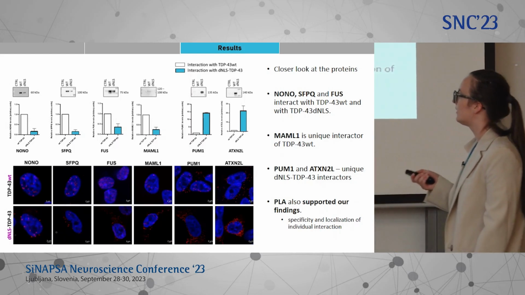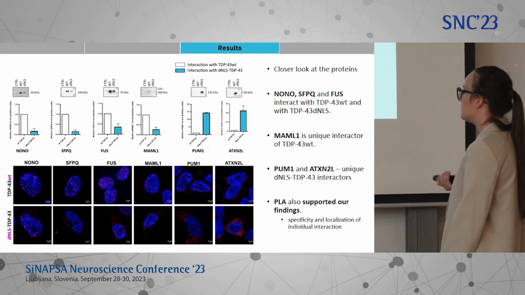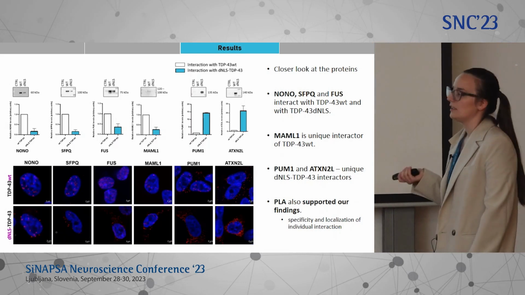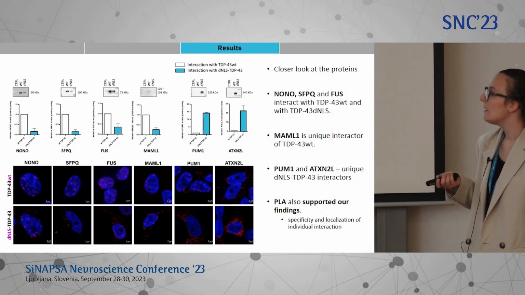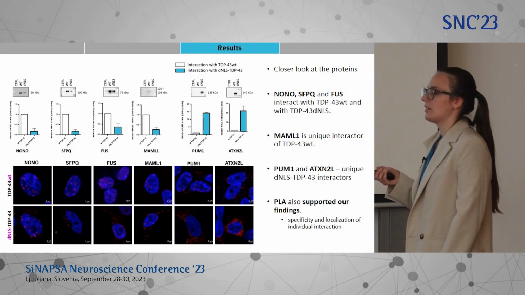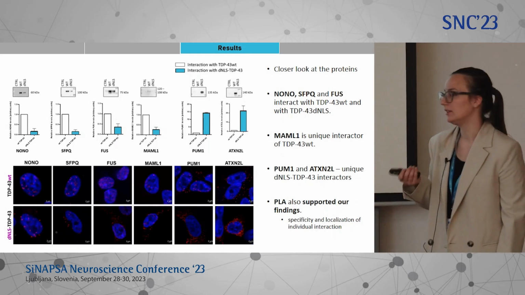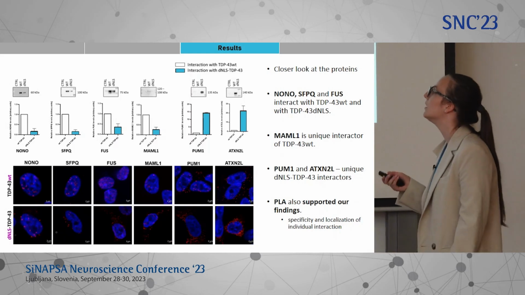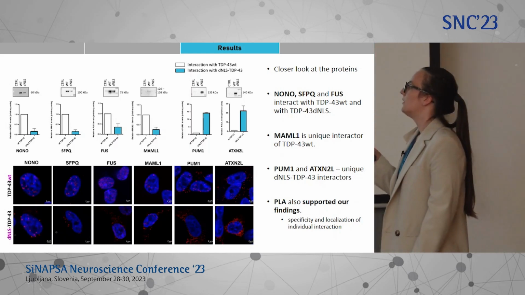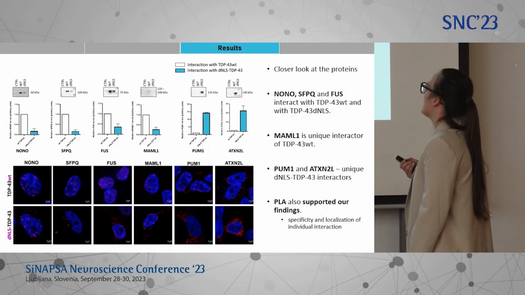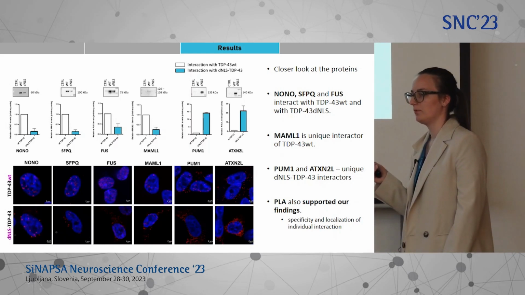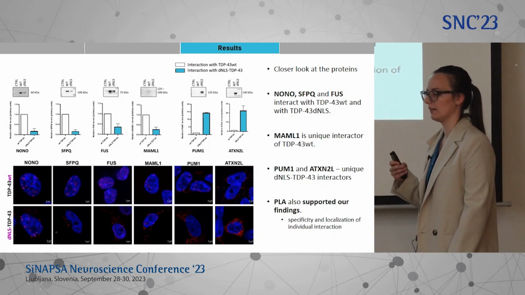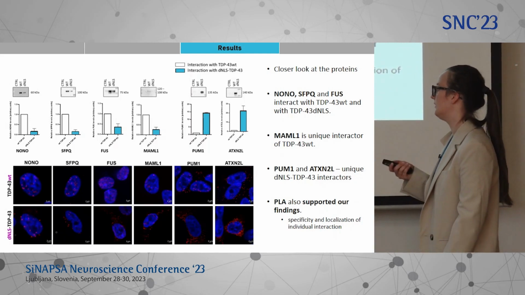The next 3 proteins are MAML1, Pumilio-1, and Ataxin-2-like protein. We detected MAML1 as a unique interactor of wild-type TDP-43, and this protein was never linked to ALS or TDP-43 before. Pumilio and Ataxin-2-like proteins are unique interactors of delta NLS TDP-43, which means that these 2 proteins are gained interactors in disease.